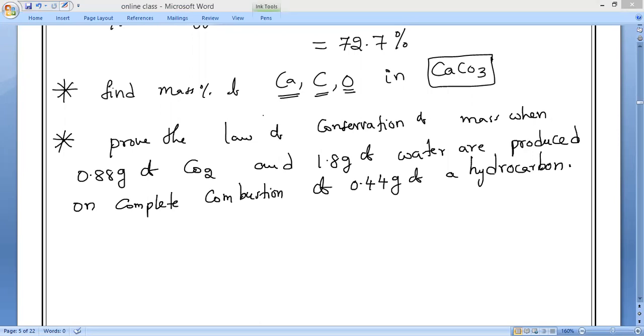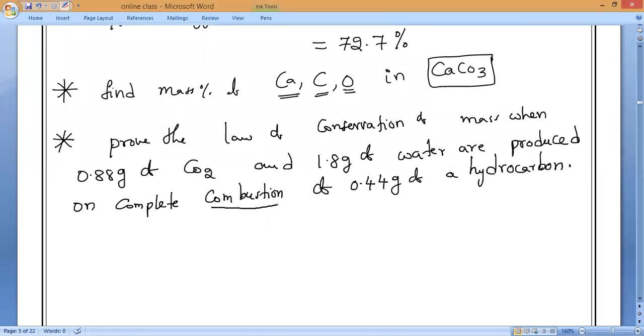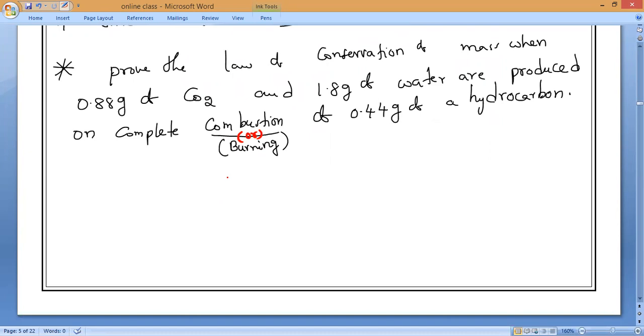So if I burn the hydrocarbon, burning means in the presence of whom? Combustion or burning, both are the same. Burning means in the presence of whom, guys? Oxygen. A combustion reaction means in the presence of oxygen. Understand? So tell me what reaction takes place during the combustion. It is a combustion reaction. Combustion means burning. Is it possible to burn without oxygen?